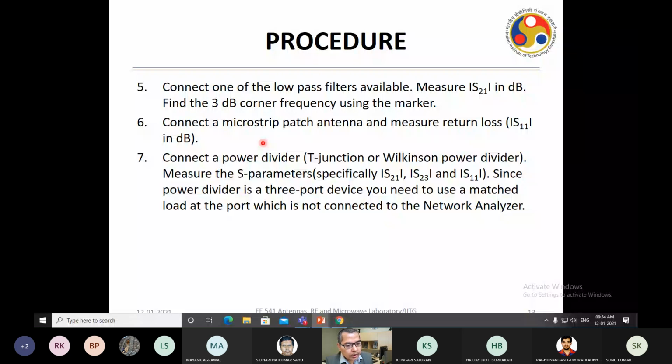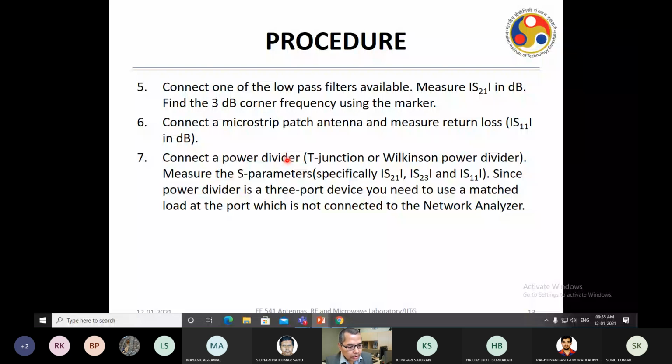A filter is a 2-port device, but with the network analyzer, when you measure the power divider, one thing you need to be careful about is that the power divider is a 3-port device. So how many scattering parameters do you have to measure? You have to measure 9 scattering parameters. It would be a 3 by 3 matrix. So special care must be taken when you measure the power divider.